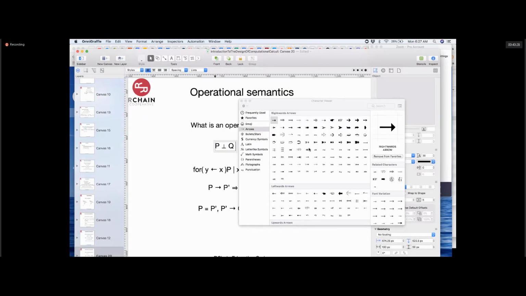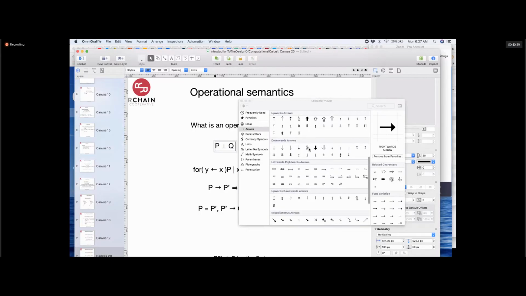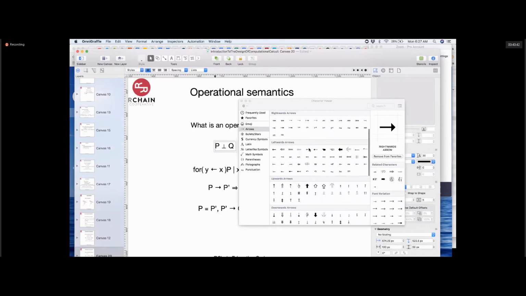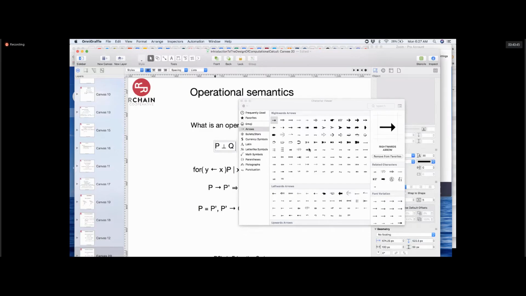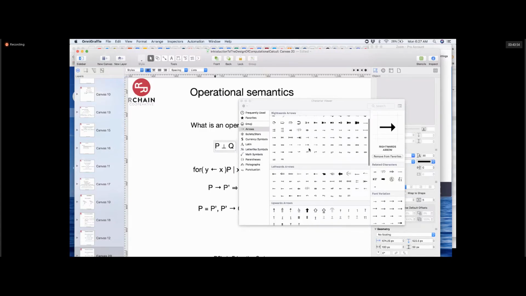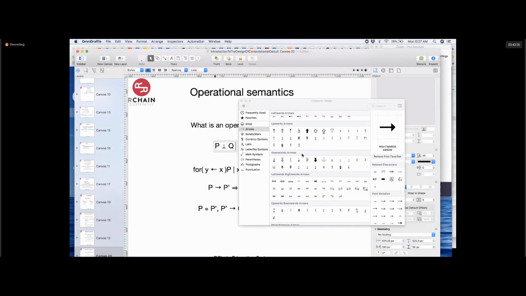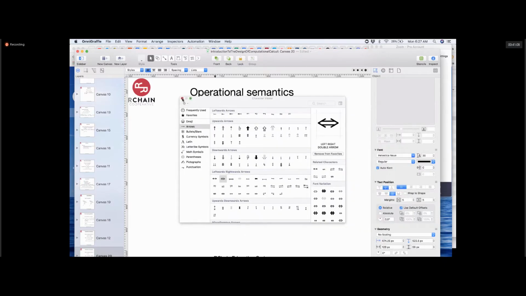Looking for the double-ended double arrow. Does anyone see it? That's weird. Of course, they don't have the double-ended double arrow. Ah, here we are. Okay, let me add that to favorites so I don't lose it again. Oh, okay, it's apparently there, I just didn't see it.